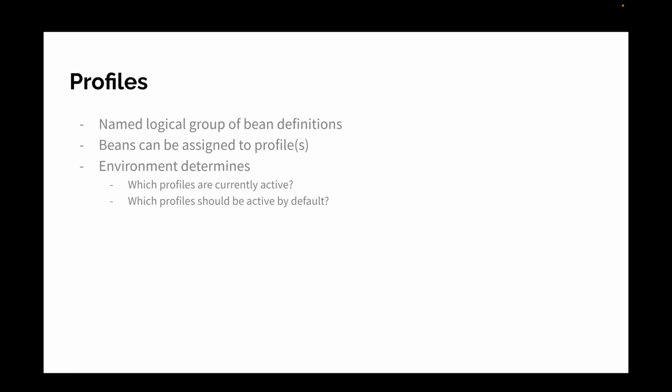So let's see what are profiles. A profile is a logical group of bean definitions, and a profile has a name. So you can define that for this profile these beans are available to the Spring context, and for another profile another set of beans are available. Environment determines which profile is currently active, so there can be multiple profiles active at the same time, and which profile should be active by default. So if we don't specify any active profile, then which profile should be active by default.